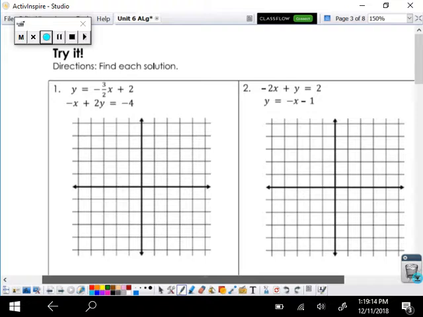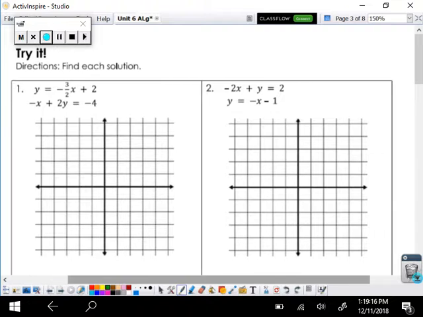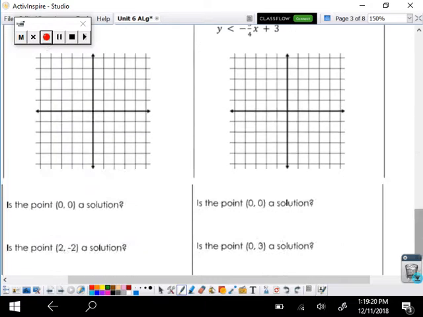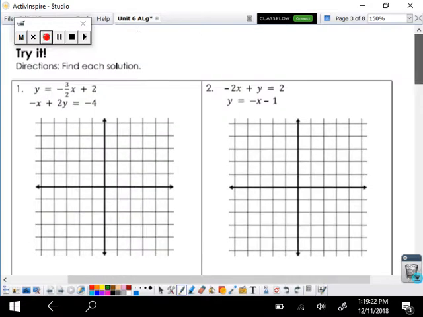Okay, on the next page, we've got some try-its. 1, 2, 3, 4, 5, 6, 7, 8. Go ahead and let's just have you try all odd problems. Okay, try the odd problems.